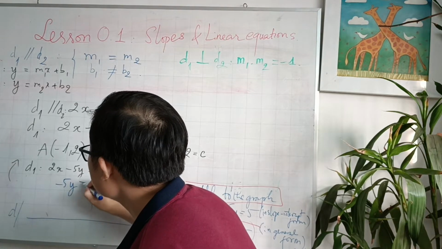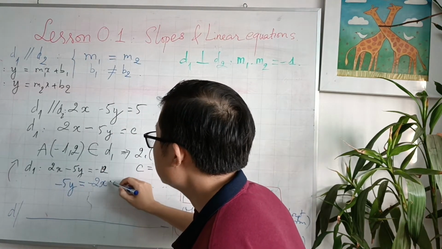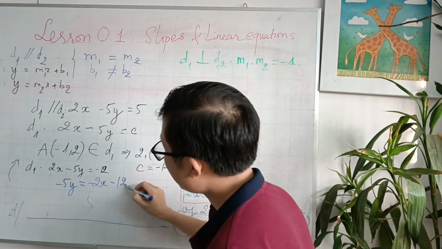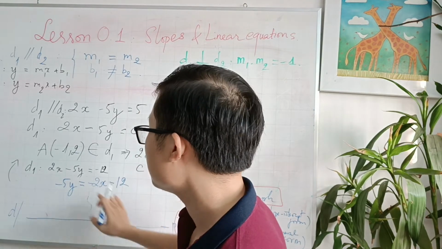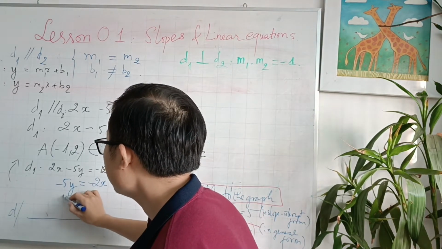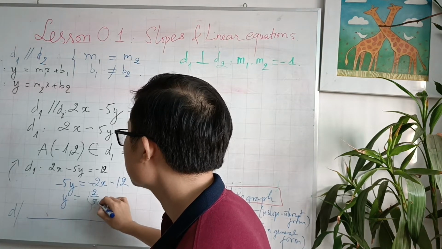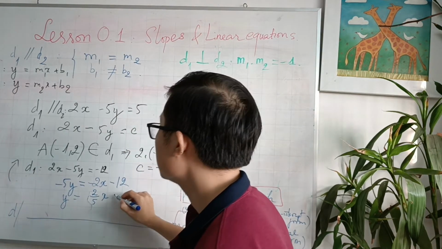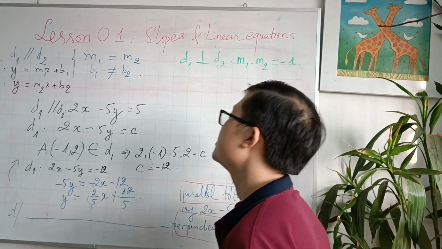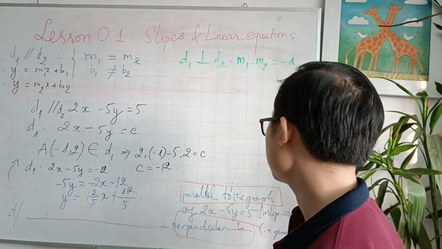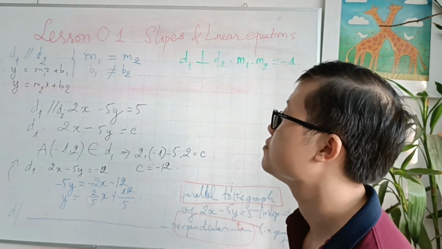-5y equals -2x - 12. And we divide both sides by -5. So y equals 2/5x plus 12/5. This is the last answer, in the slope-intercept form of this line D1.